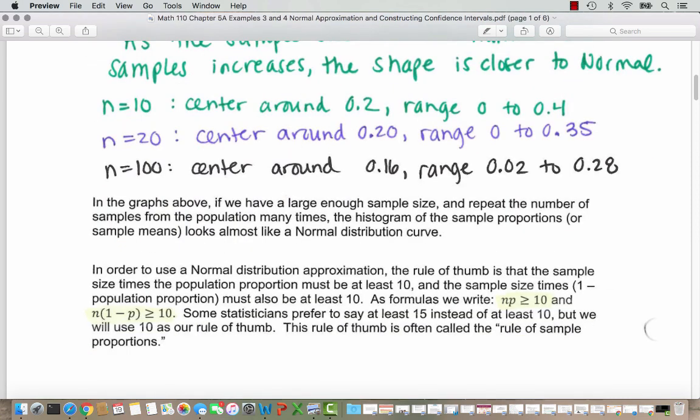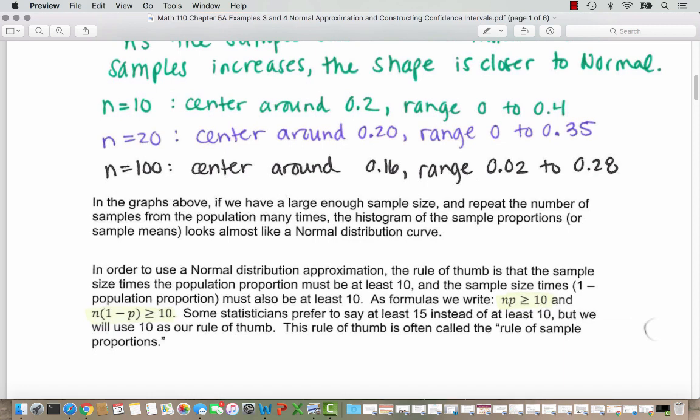So in the graphs above, what we see is that if we have a large enough sample size and repeat the number of samples from the population many times, the histogram of the sample proportions, or if we're doing quantitative data, we call our samples sample means because we'd be looking at numbers, looks almost like a normal distribution curve.